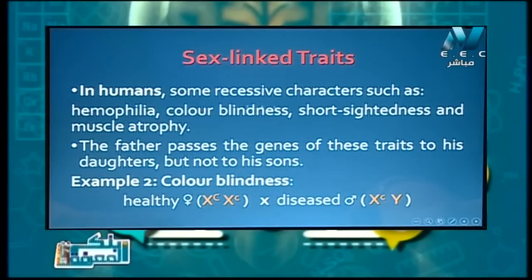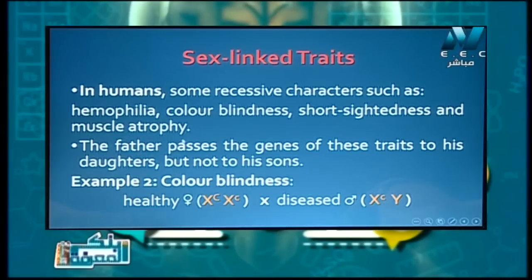Some recessive characters, such as hemophilia. It is a disease of inability to form clots after cutting the blood vessels, so it may lead to death. Color blindness, also a recessive character. Short-sightedness, and muscle atrophy. And this muscle atrophy is actually a lethal gene in humans.